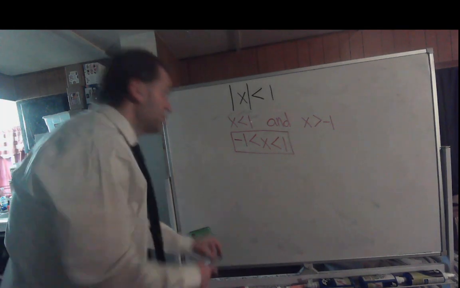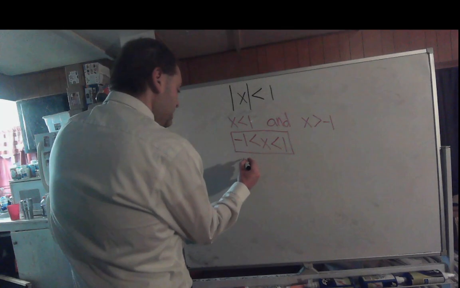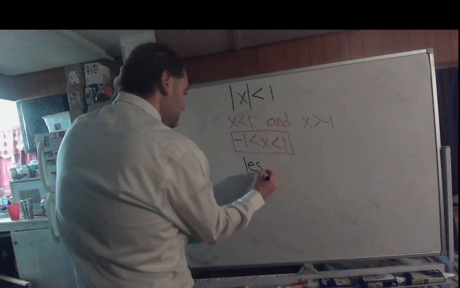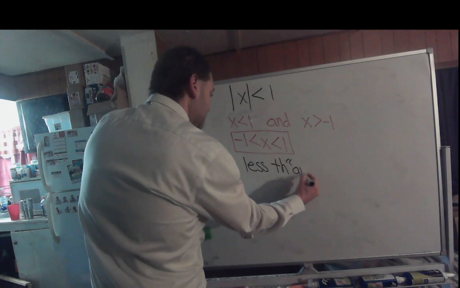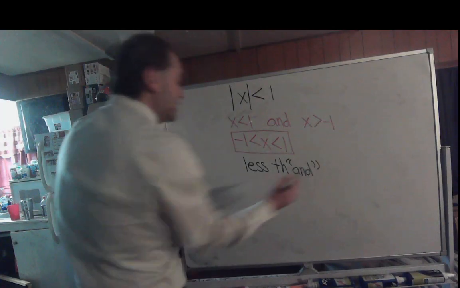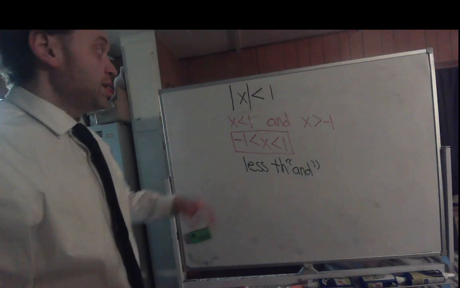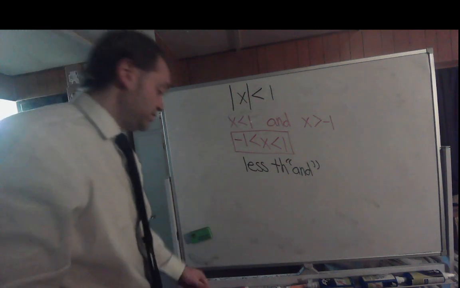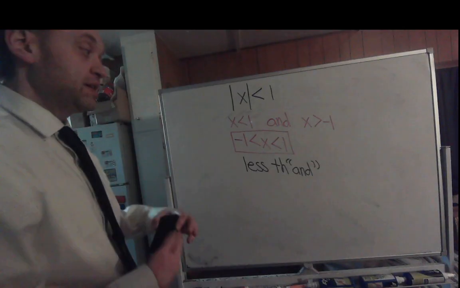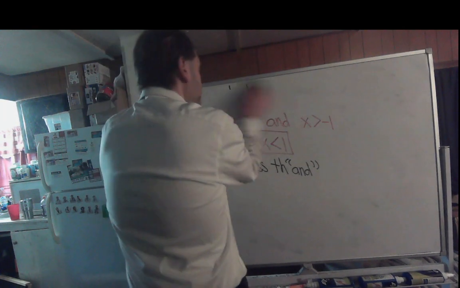So how you can remember that, you have less than is how I'd remember it. So you have greater, then you have less than for absolute values. That's the best way to remember it. So let's solve some absolute value inequalities here.